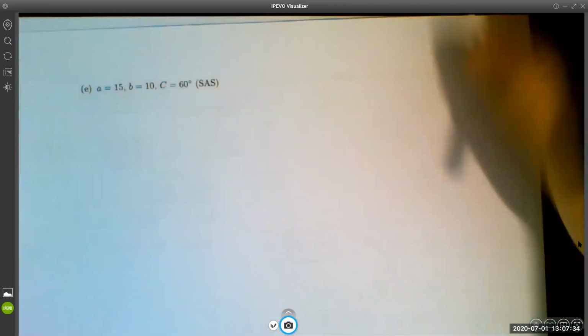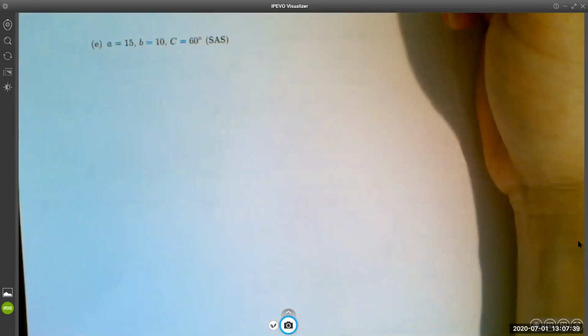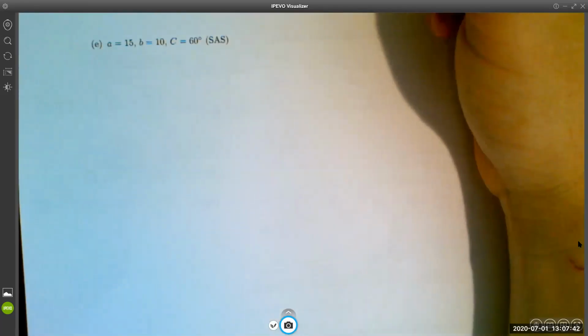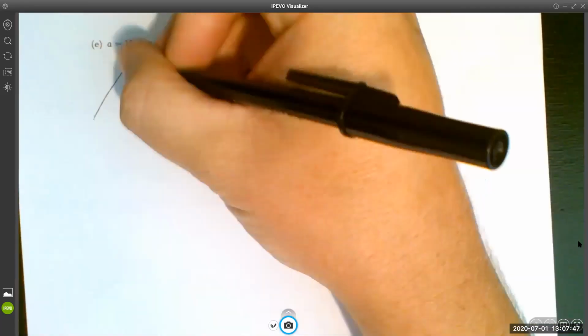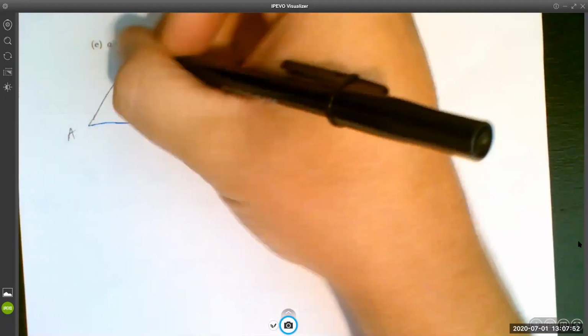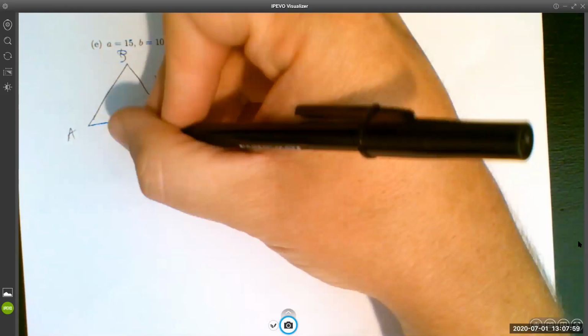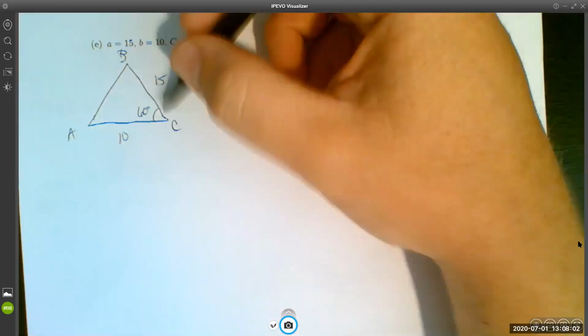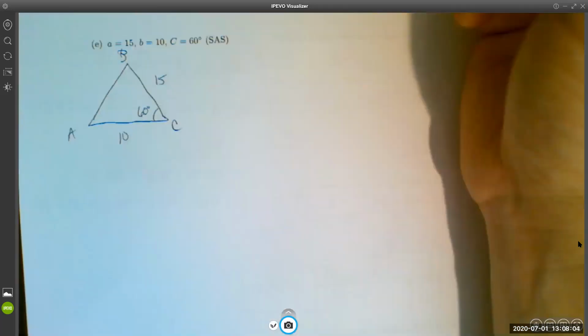Okay, so we've seen several examples of using law of sines. Let's look at a couple where we would use law of cosines to solve the triangle. So let's draw this scenario. I'm claiming it's a side angle side. So A, B, C, that means little a is 15, little b is 10, and C here is 60 degrees. So sure enough, we've got side, angle, side. So it's definitely a side, angle, side.